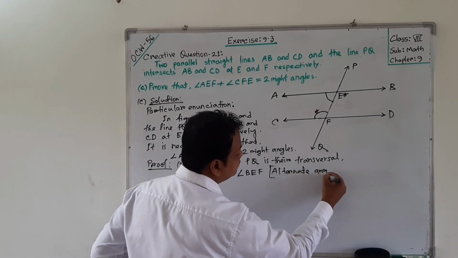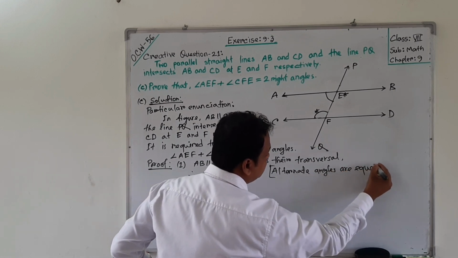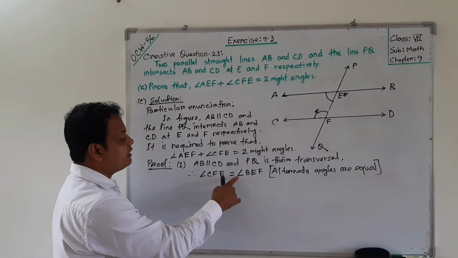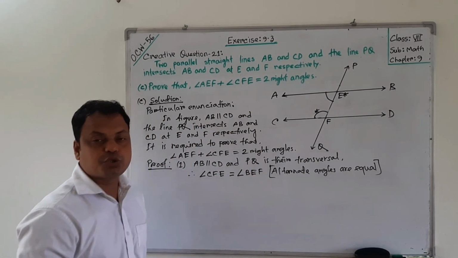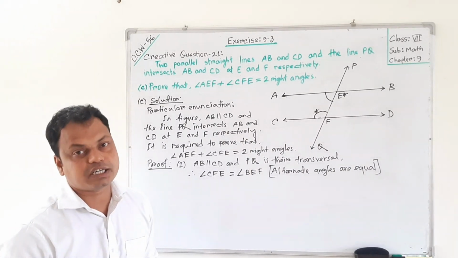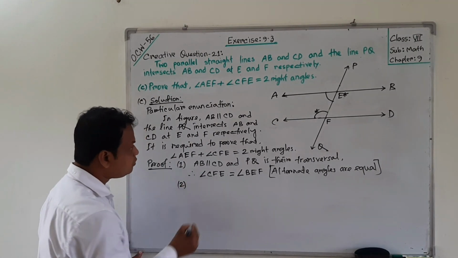Angle CFE and angle BEF are equal because they are alternate angles, and we have learned that alternate angles are equal. So we have got this point. Now to another point too.